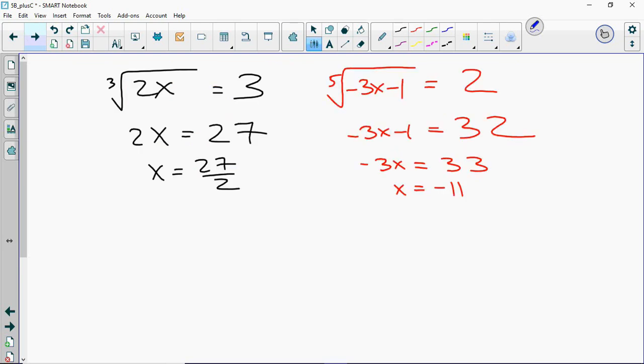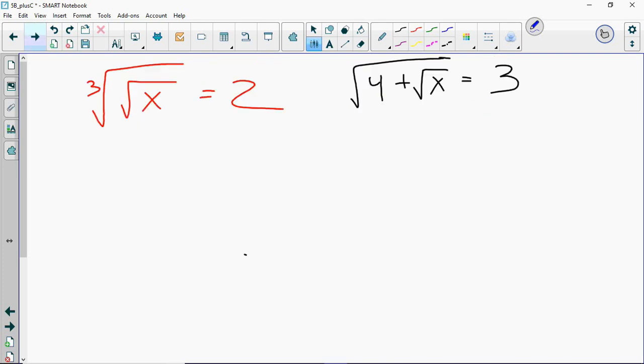Of course, I've got to talk about higher powers. So if we have a cubed root of 2x, guess what? We're going to raise both sides to the power of 3. And then 3 cubed is just 27. Divide by 2, we're done. And over here on the right, that's the 5th root. So we're going to raise both sides to the power of 5. The radical goes away, and our right-hand side is just 32, and then we can solve from there.